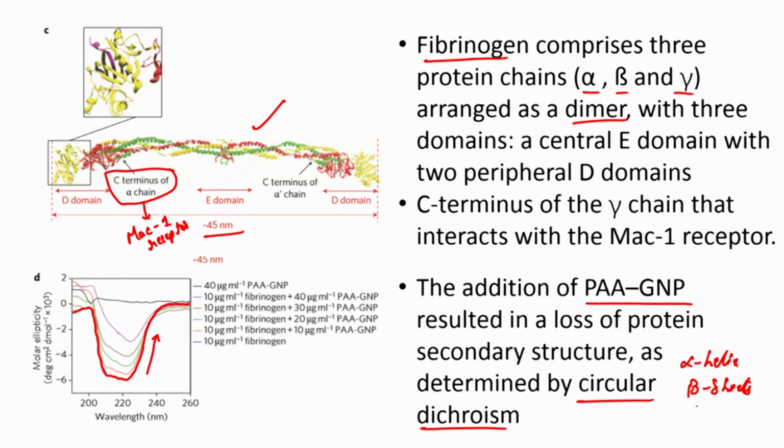So, this is supposed to be the highest concentration. At this point you are talking about 10 microgram per ml of fibrinogen incubated with 40 microgram per ml of your gold particles. And just to show that the gold itself does not have any secondary structure, they have just run a gold alone. But what you can see is there is quite a bit of change in the structure or loss in the secondary structure, which is actually proving the point that once this protein goes on to the particles, it changes structure.